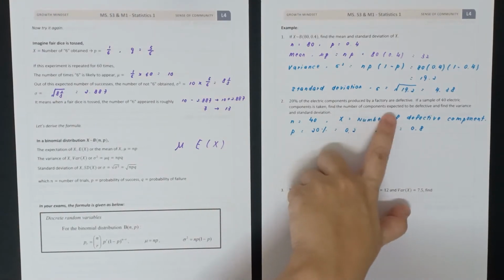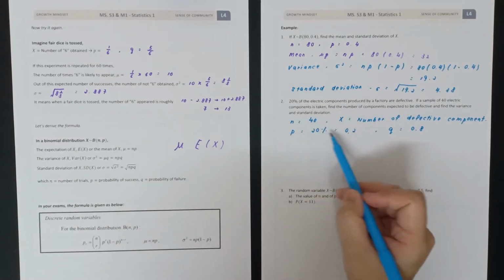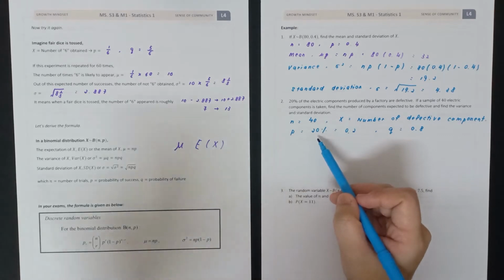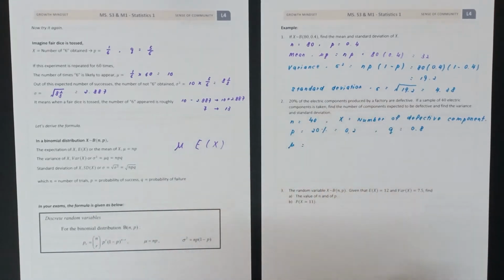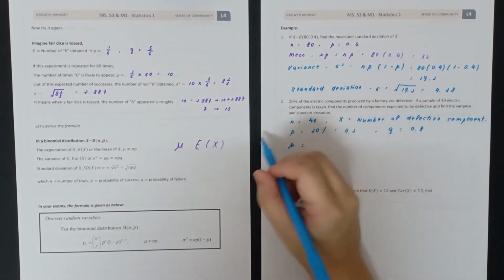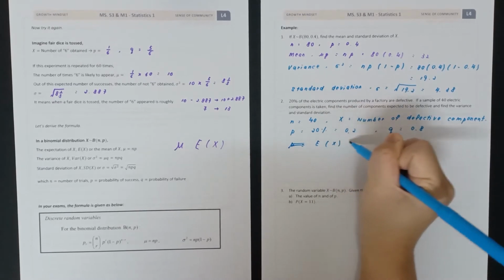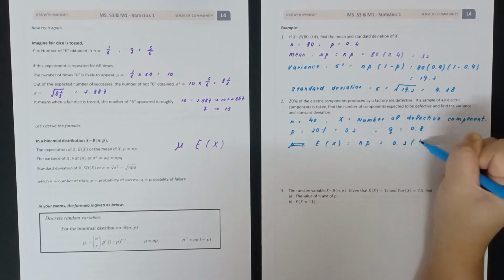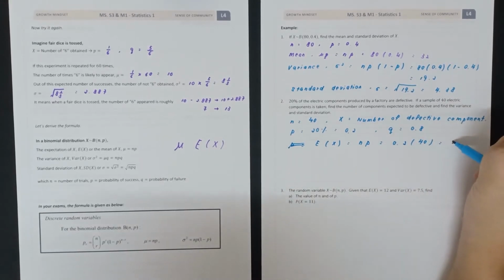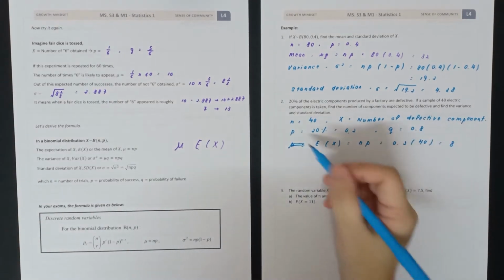The number of components expected to be defective is basically asking you about your expectation. Out of the 40, you expect 20% to be defective. In this case they use expected, so you can just use expectation. It will be equal to np, so 0.2 times 40, which gives you 8. Just like that. Then now the variance.